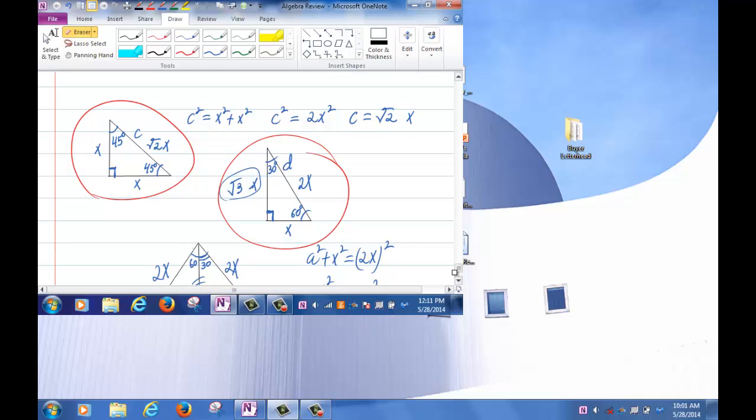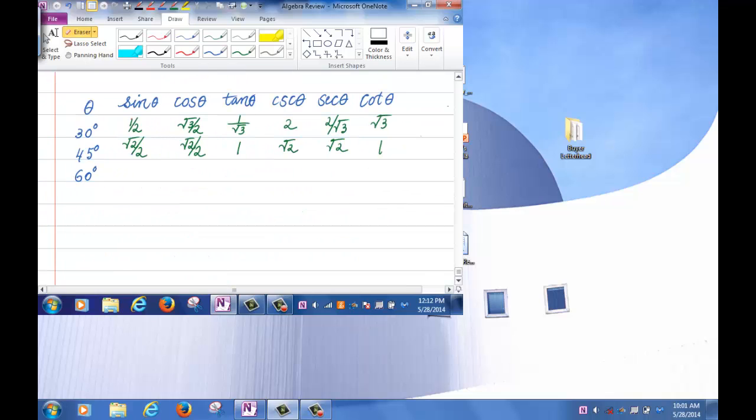Cosine 60 would be this guy divided by this, right? Which is half. What is sine 60? Sine 60 would be opposite over this, which would be root 3 over 2. Okay. Everybody's okay with that? Alright, so I'll let you complete that table yourself. Any questions so far? So is the definition clear to you? Okay.